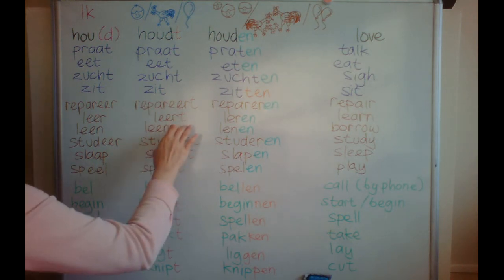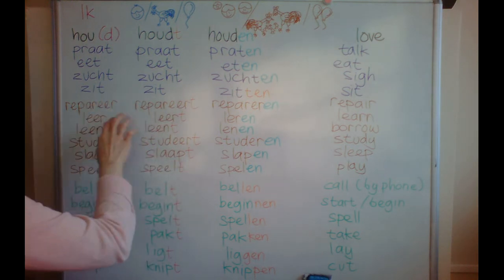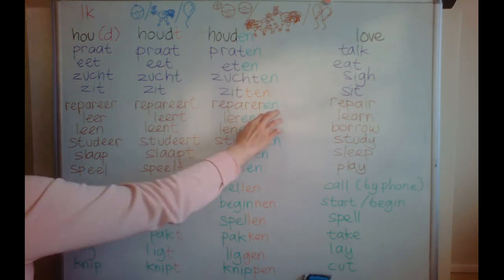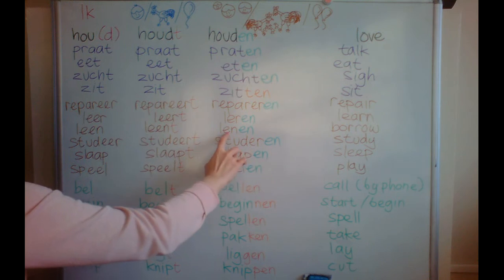So we have T here, and the vowels are still the same, still two vowels. And here we have en, and the vowel here is only one.